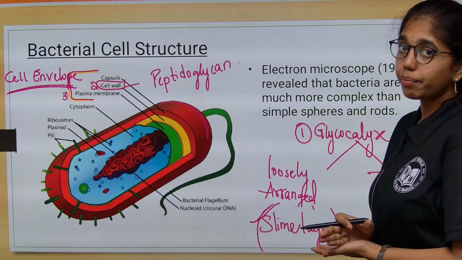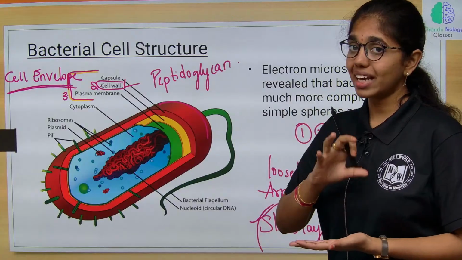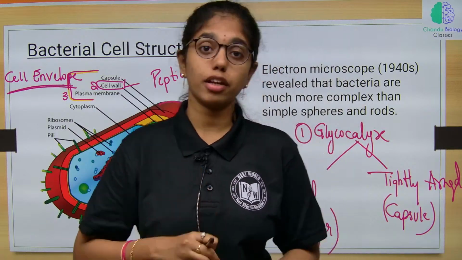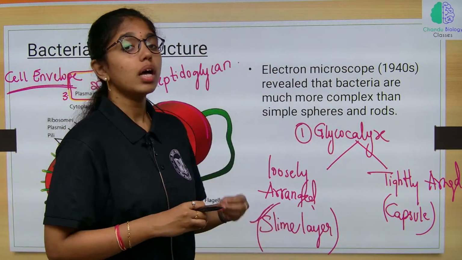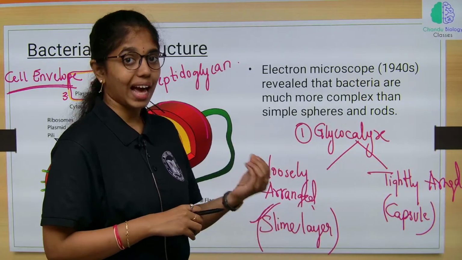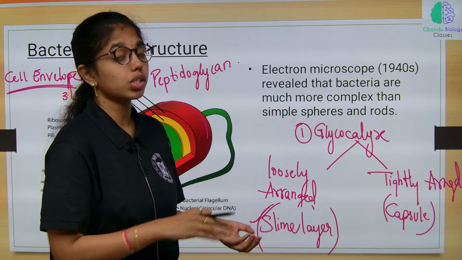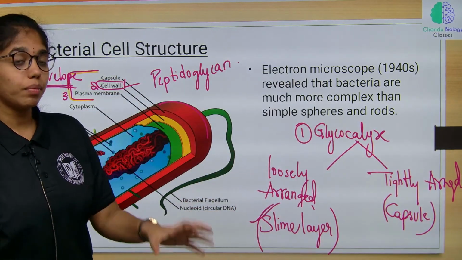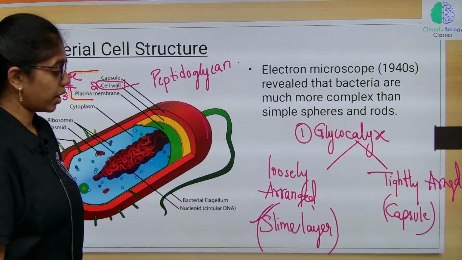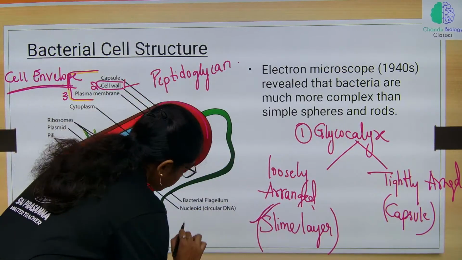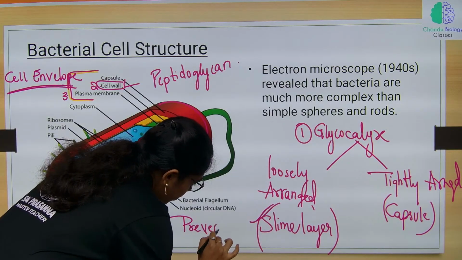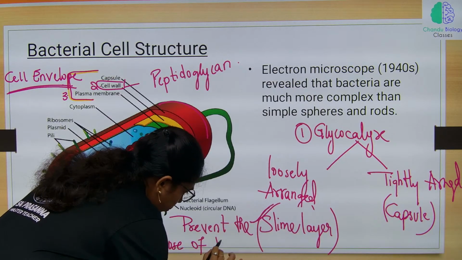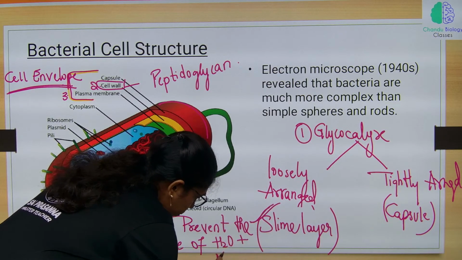What is the benefit that bacteria is getting if the outermost layer is a slime layer? It will prevent the bacteria from loss of minerals and nutrients when it is exposed to extreme habitats like halophilic conditions, thermoacidophilic conditions. In such conditions, the bacteria is prevented from the loss of water and minerals if the outermost layer is a slime layer. So if it is a slime layer, it will prevent the loss of water and minerals.